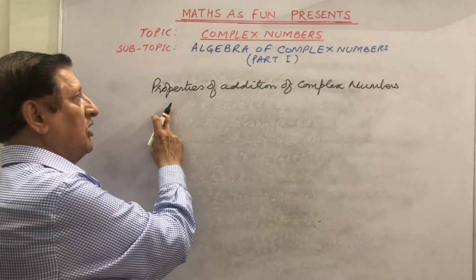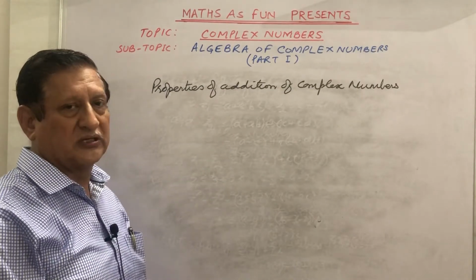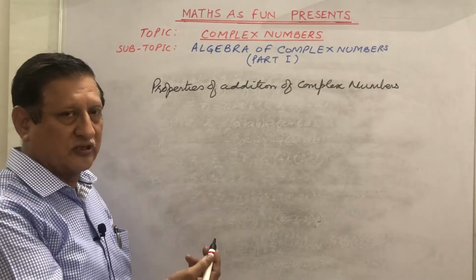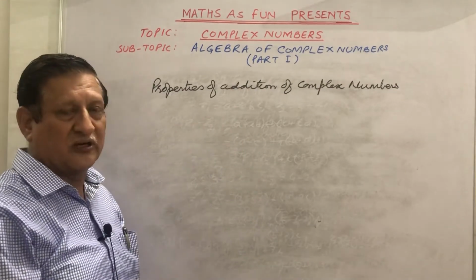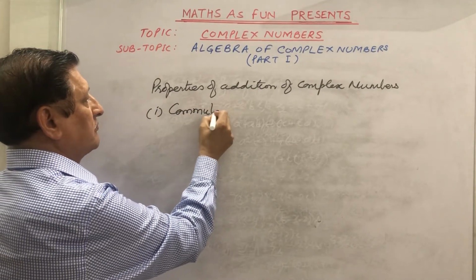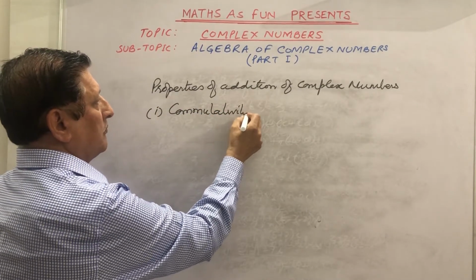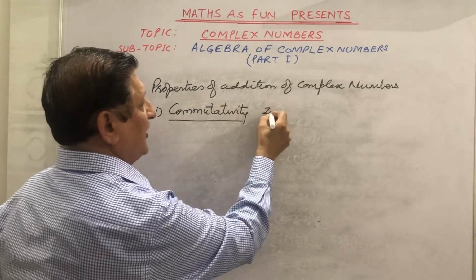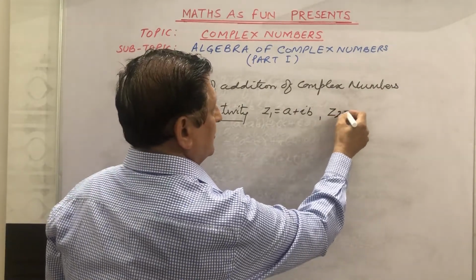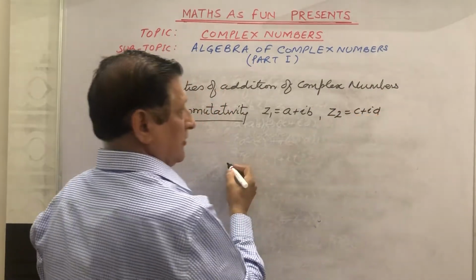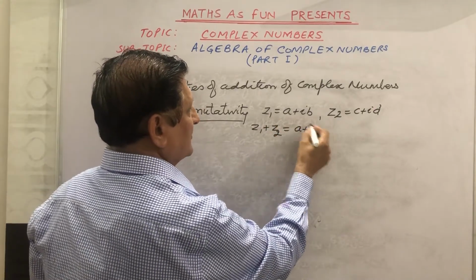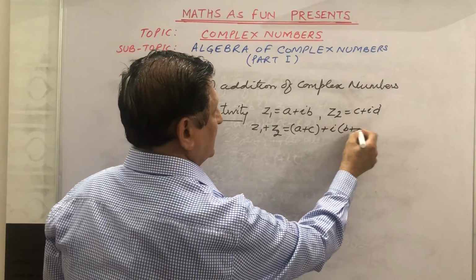Let's learn now about the properties of addition of complex numbers. As you know, there are some properties of addition of natural numbers and addition of real numbers. In the same way we have properties of addition of complex numbers, and number one is commutativity. We know if we have z1 is equal to a plus iota b and z2 is equal to c plus iota d, then z1 plus z2 can be written as a plus c plus iota times b plus d.